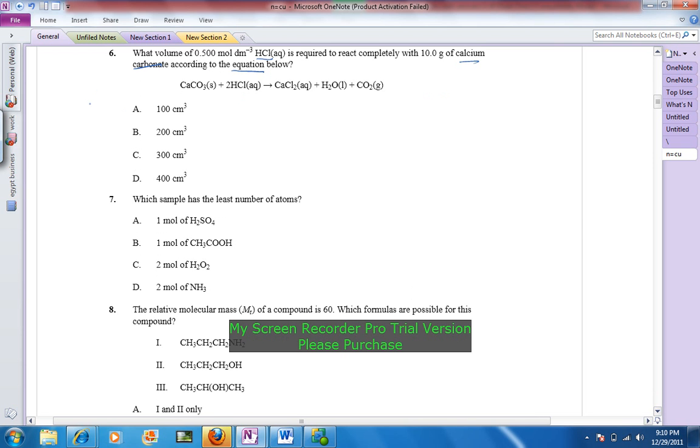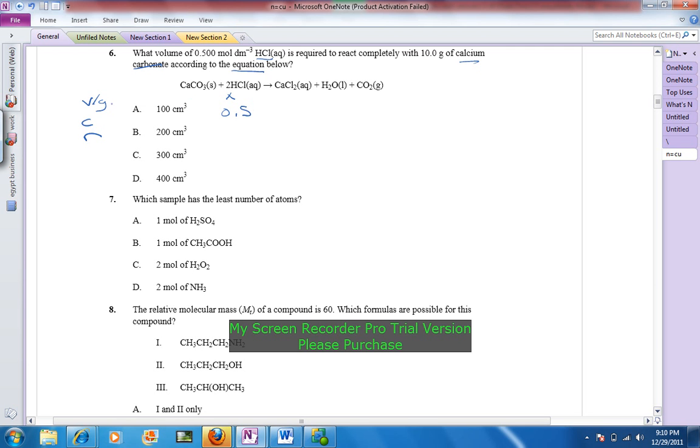So you want to make this little table again. I know, I'm sorry, I'm kind of all over the place with this, okay? And they're asking for the volume of HCl, so you put an X there. It's the variable, you don't know what it is. And then you put 0.5 for the concentration. Calcium carbonate, you put 10 grams. This is, okay, so this is a little bit different. So it's either volume or grams.